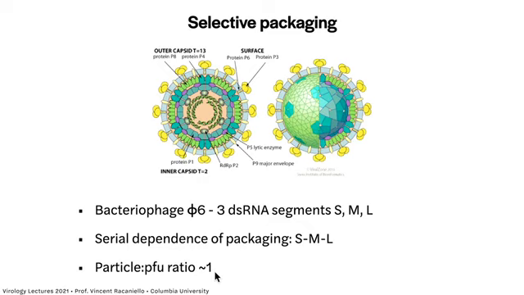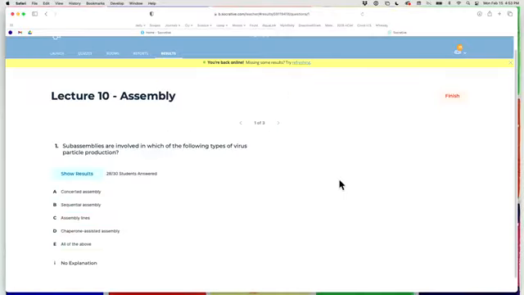Packaging signals for monopartite and segmented genomes, and then we have selective packaging. Next question is, do packaging signals on viral RNA interact with viral proteins during virus assembly?